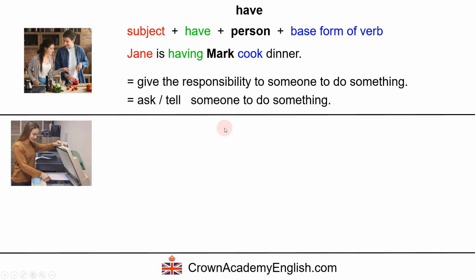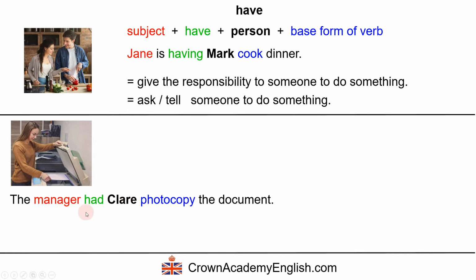Let's look at two more examples. The manager had Claire photocopy the document. So this we have now in the past tense. This is the past simple form of have. This means the manager asked Claire to photocopy the document. We're using this as a verb. And notice again, this is the base form of the verb.